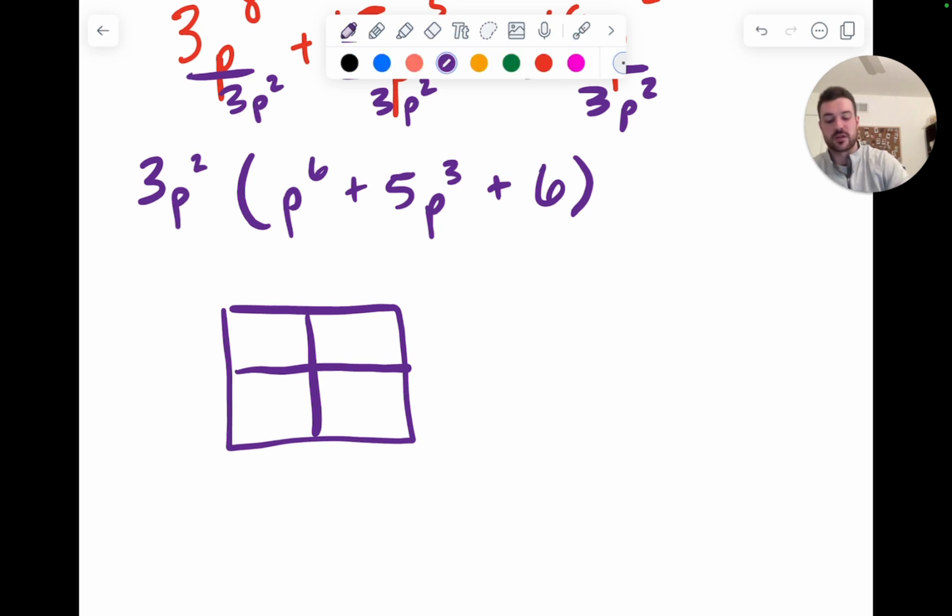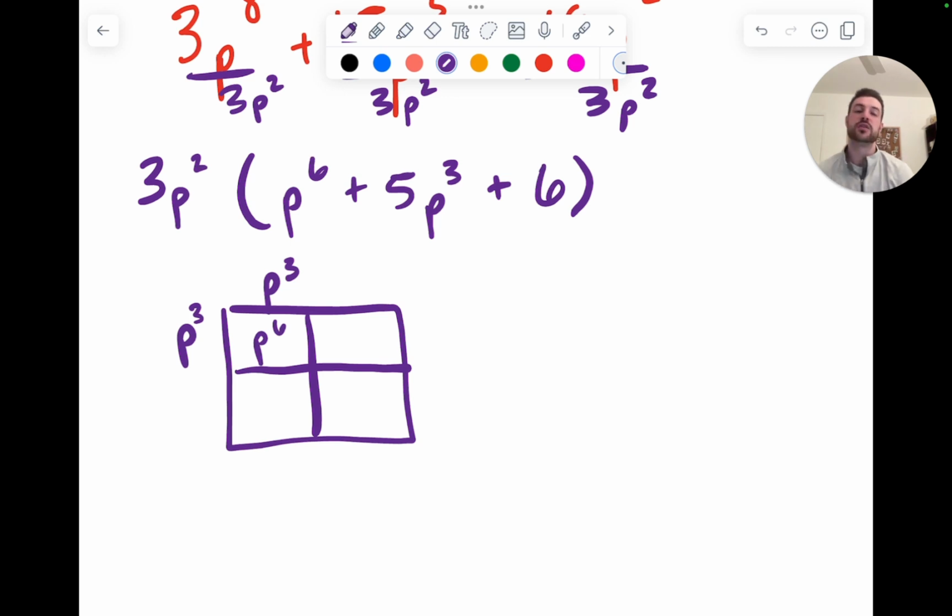So the way I'm going to start is I'm going to take my first term and put it in the first top left box. All right, what I need to do is focus on this box first. What value, the length, if you will, times what value, the width, is going to give us p to the 6th? Now, we have different options. It could be p to the 4th and 2nd, or it could be 5 and 1, or it could be 2 and 4, or 3 and 3.